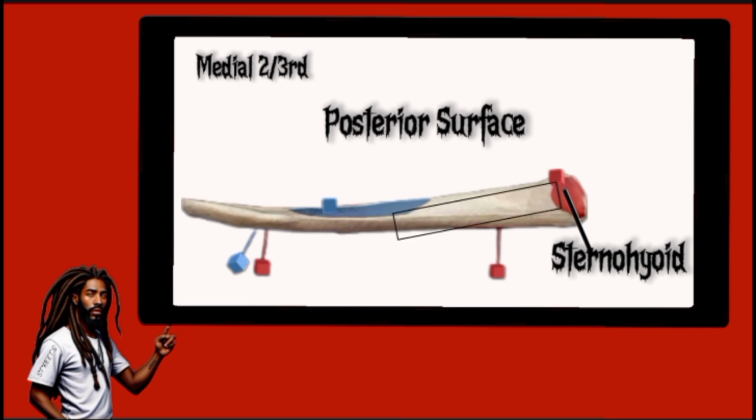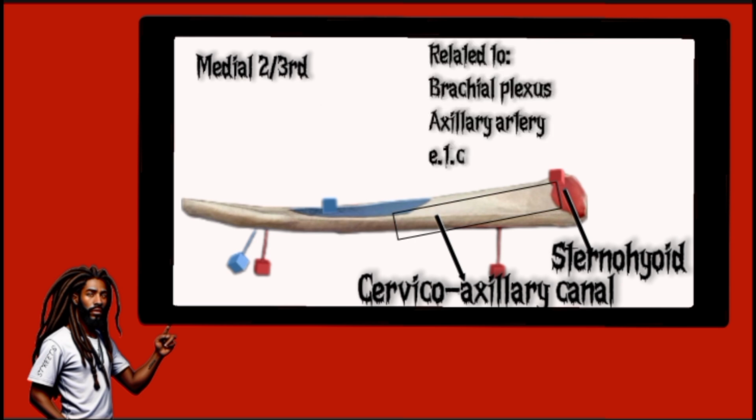Then the lateral part forms a boundary for the cervico-axillary canal. What did I say? Cervico-axillary canal, which is like the head, that is the upper part of the axilla. It is like the part that links directly to the axilla. So this lateral part of the medial two-third of the clavicle forms the anterior margin of the cervico-axillary canal, which is the opening part of the axilla, the part we use to enter the axilla from the neck. So it is related to a lot of the contents of the axilla.